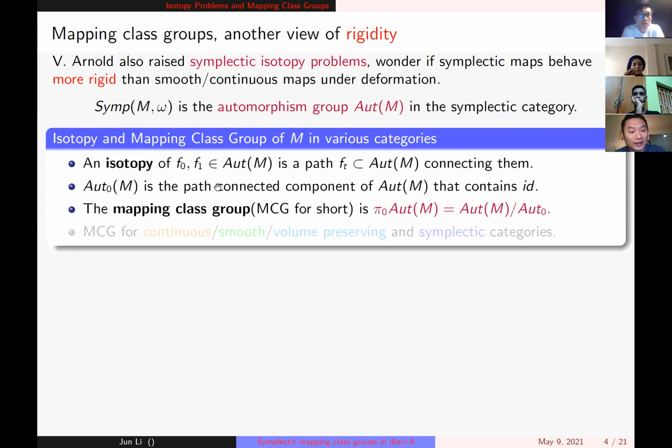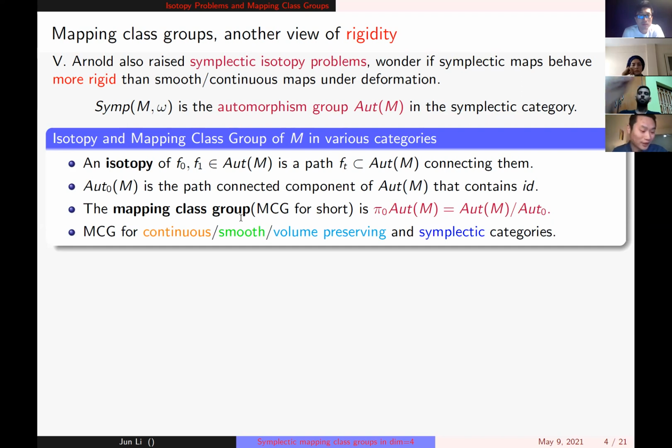Okay, now we are going to mod this automorphism group by the path connected components, and then we get the π0, which is also a group. We call it a mapping class group. Okay, so we can ask about the mapping class group in various categories like continuous, smooth, volume preserving, and symplectic categories.